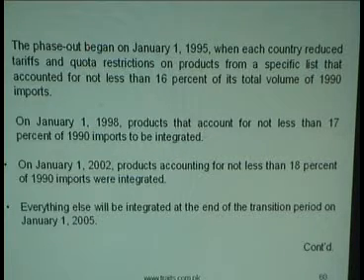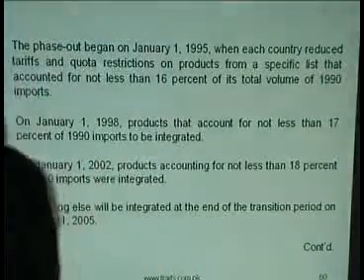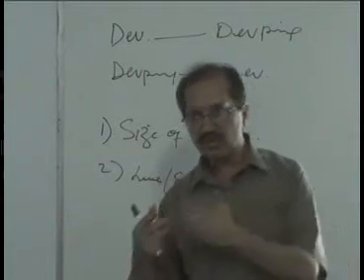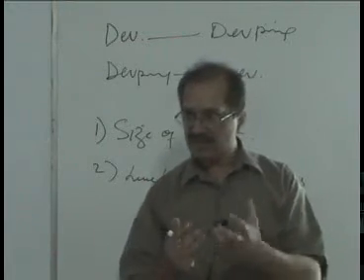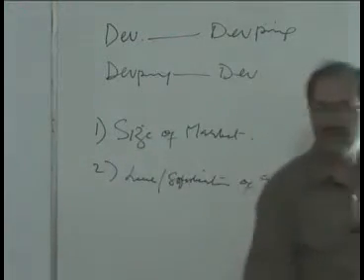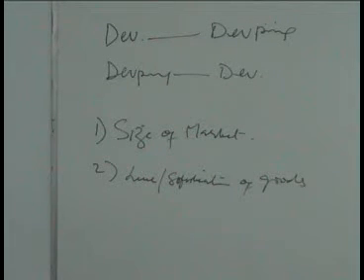Am I clear? So how can you be clear if I'm not myself clear? Front loaded means the major benefits from the removal of the quota would go to the exporters early. But they have made it back loaded, so the major chunk goes off at the end of the period. Exactly, this is what I mean. Very well said. So this is what happened with the textile sector. Next.